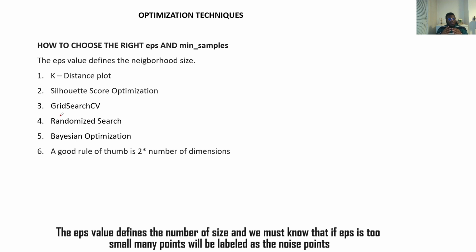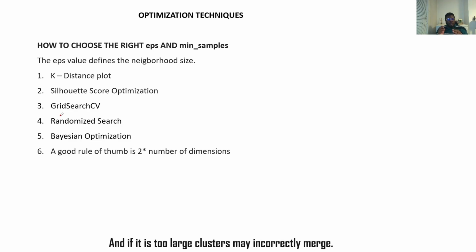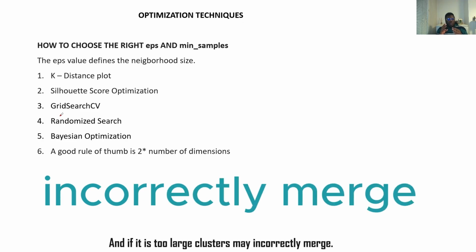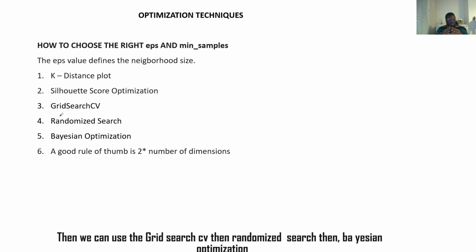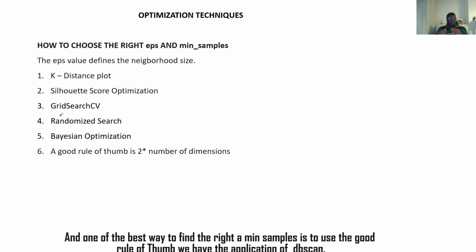The EPS value defines the neighborhood size, and we must know that if EPS is too small, many points will be labeled as noise points, and if it is too large, clusters may incorrectly merge. So other ways to optimize our DBSCAN is to use k-distance plot, silhouette score optimization, which we did in this tutorial, then we can use GridSearchCV, then RandomizedSearchCV, then Bayesian optimization. And one of the best ways to find the right min samples is to use a good rule of thumb.